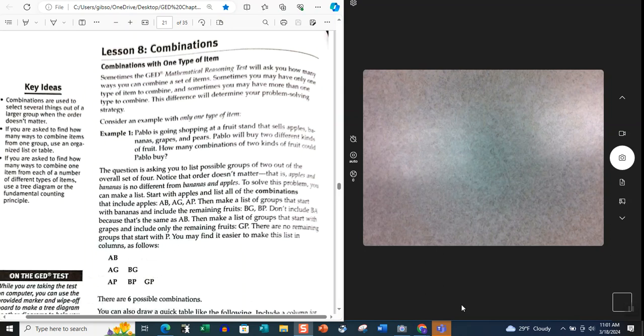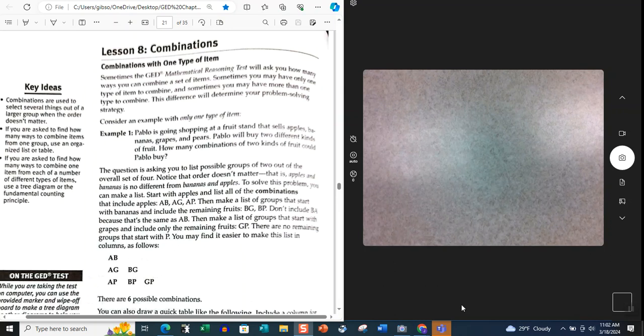To solve this problem, you can make a list. Start with apples and list all the combinations that include apples. You get apples, bananas; apples, grapes; apples, pears. Then make a list of groups that start with bananas and include the remaining fruits: banana, grape; banana, pear. Don't include banana, apple because that's the same as apple, banana. Then make a list of groups that start with grapes and include only the remaining fruits. So it'd be grapes and pears. There are no remaining groups that start with pear.